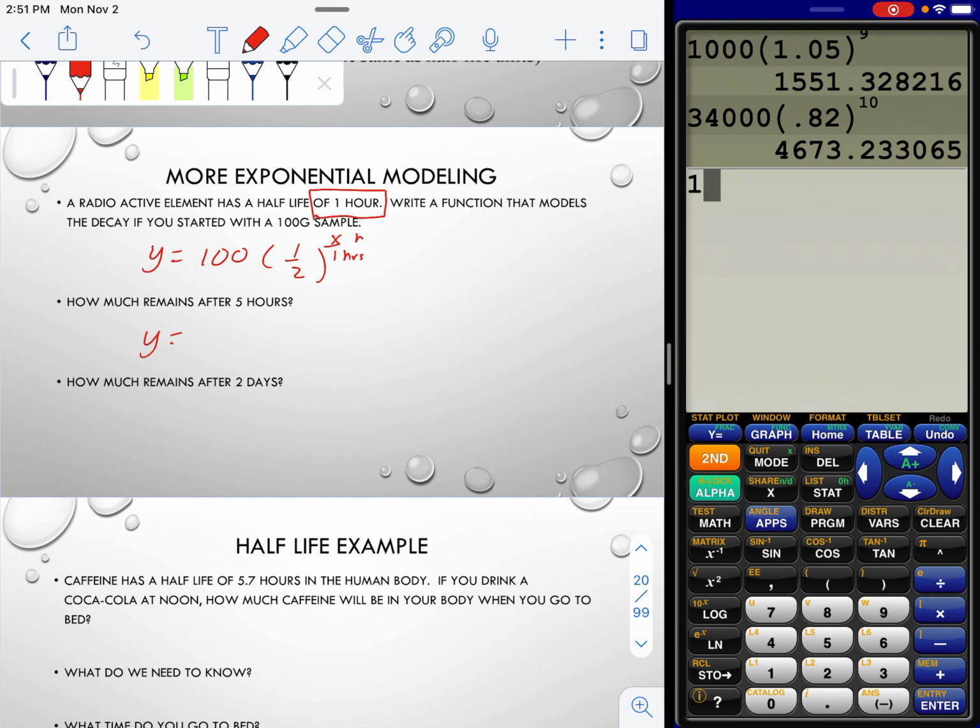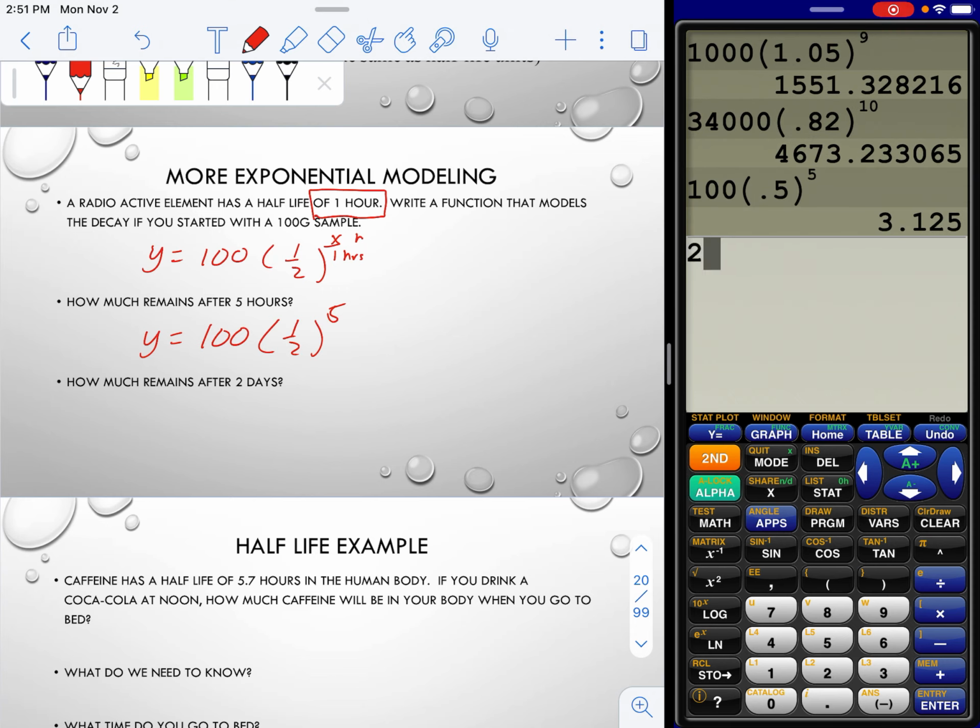So how much is left after 5 hours? You just simply plug a 5 in, and we get 3.125. And our units are grams, so make sure you have grams.